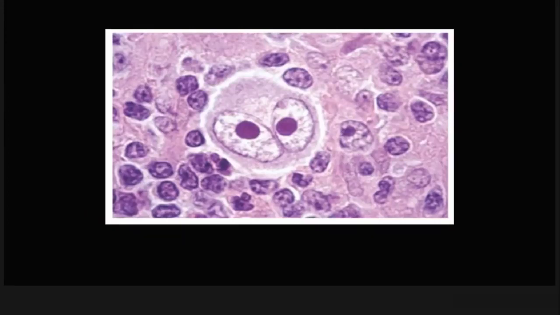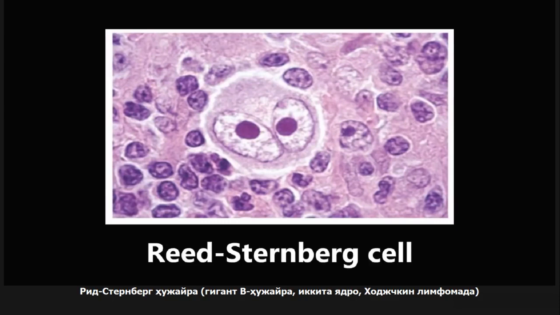This first image is a pretty well-known, common one, easy board fodder. This is an example of a Reed-Sternberg cell. It's a giant B cell, so it's important to know that it's a B cell, and it has a bilobed nucleus, as you can see here, with prominent inclusions. These are the two nuclei, 1, 2, and very prominent dark inclusions in there.